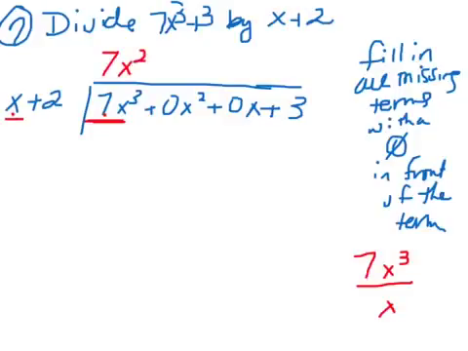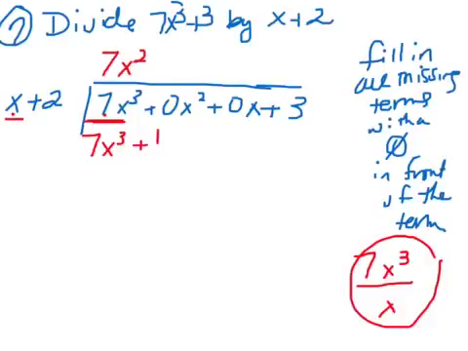So let's see. Remember what we do is try to figure out how many times x goes into 7x cubed. That would be, again, the equivalent of coming down here and reducing this fraction. Now we're going to multiply it out times both terms. 7x squared times x would be 7x cubed. And then 7x squared times 2 would be 14x squared. Do you see why we needed that x squared term with a 0 in front of it now?